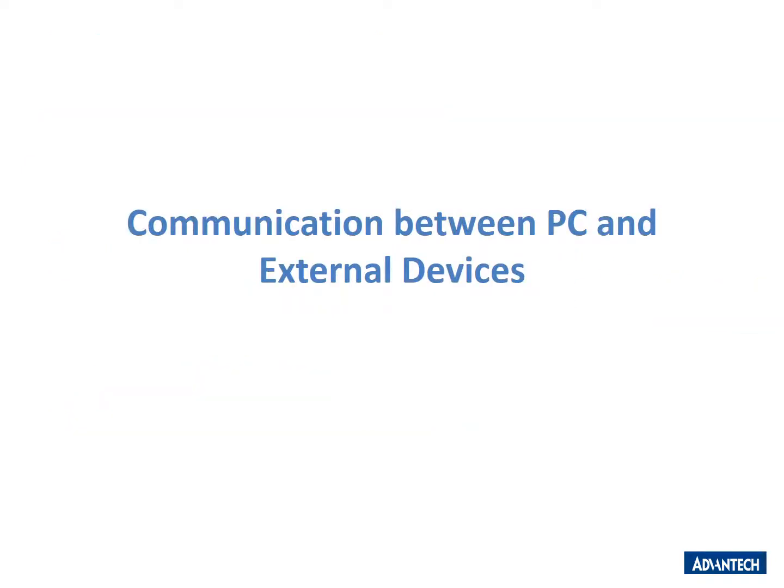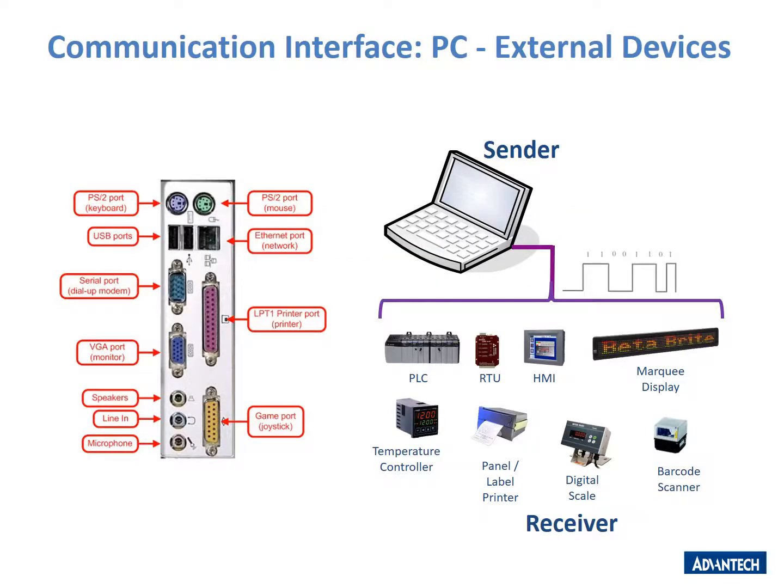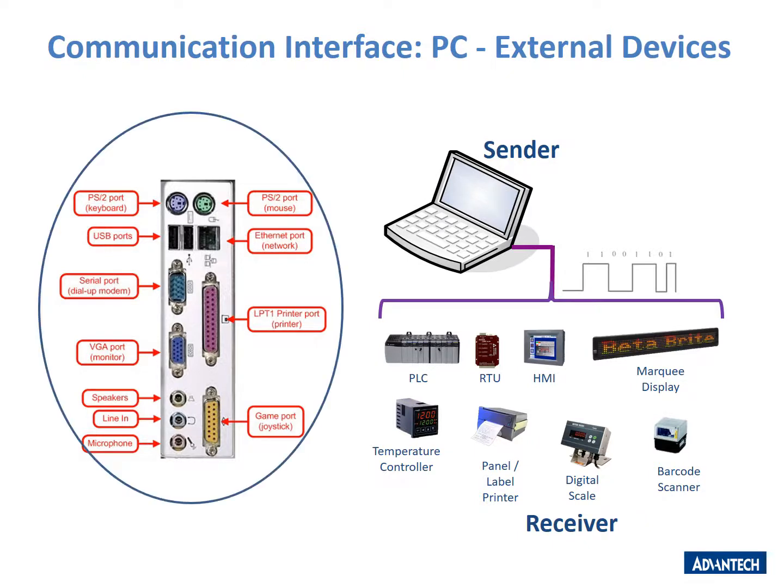Communication between PC and external devices. Communication interface between a computer and the external devices. In serial communication, there are some interfaces for a computer to be able to communicate with external devices, and every interface will have different applications. Common interfaces are VGA, USB, LAN, PS2, GPIO, etc.